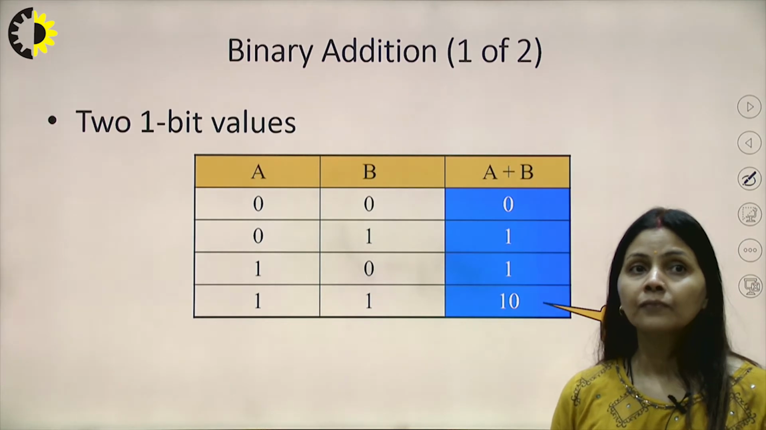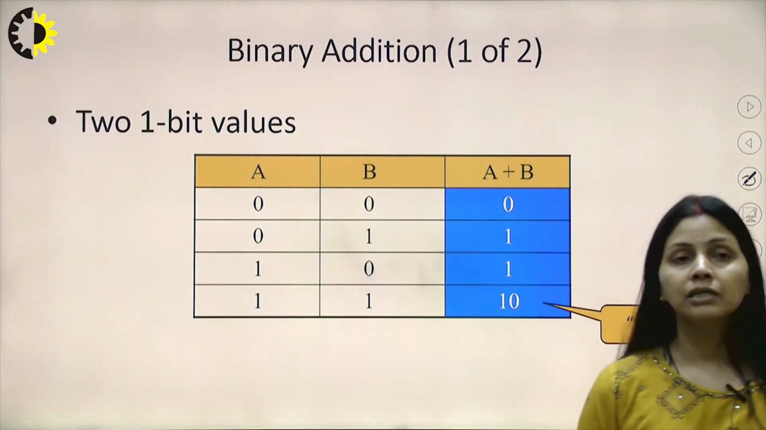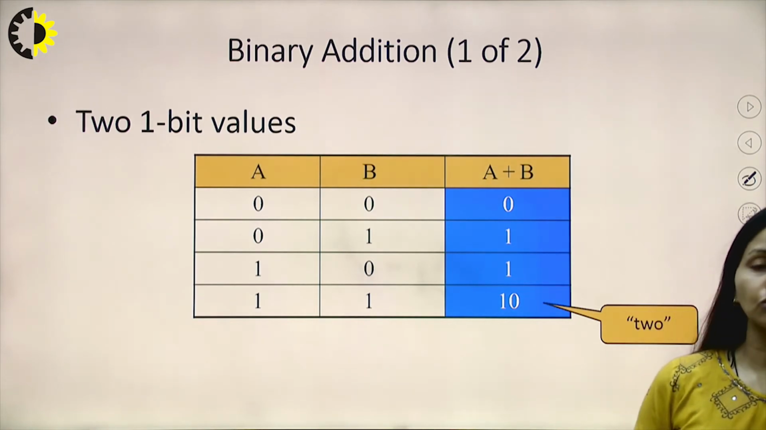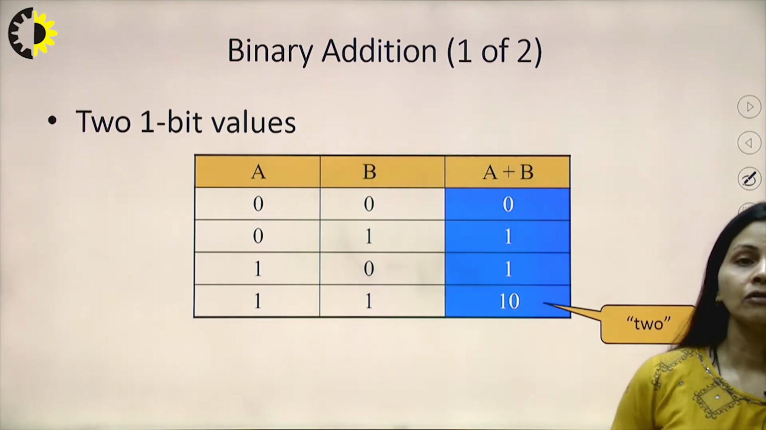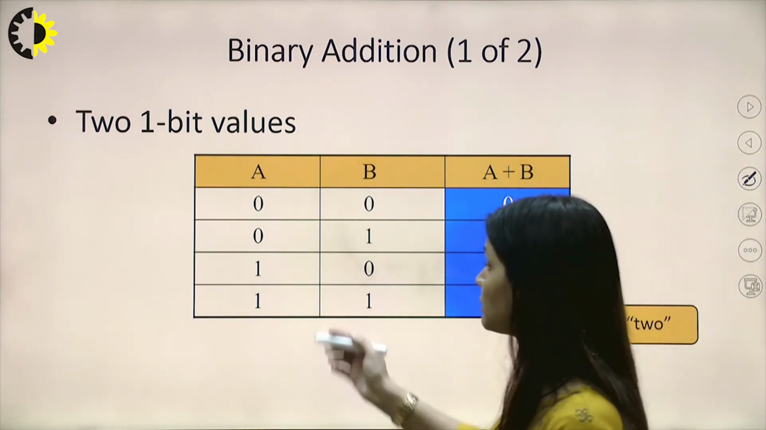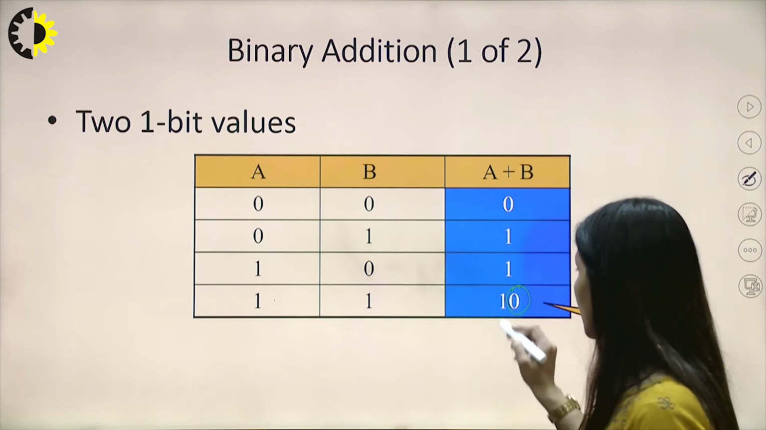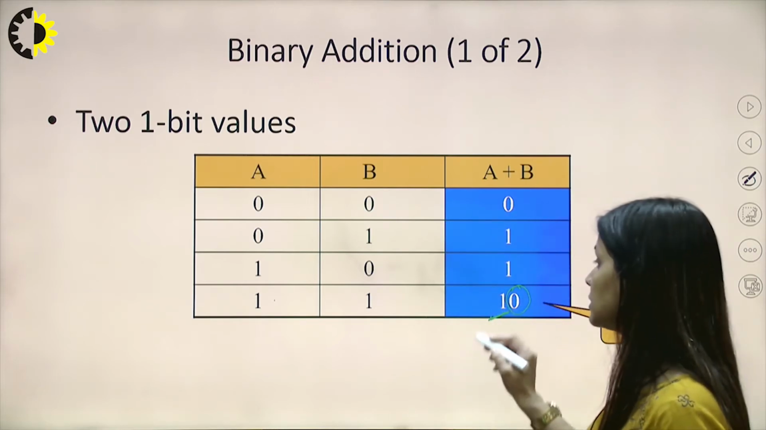Now coming to addition. For binary addition, 0 plus 0 is 0, 0 plus 1 is 1, 1 plus 0 is 1, and, importantly, 1 plus 1 is 0 with a carry of 1. This is the carry bit.